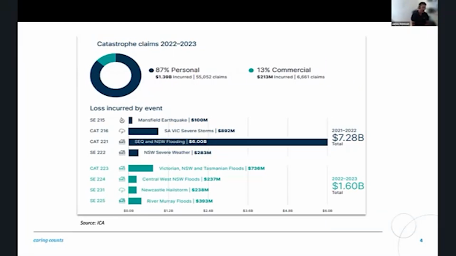We talk about in the industry, there was 13 major events. There's 8 on your screen there that were all significant events. You can see there Cat 221, Southeast Queensland, New South Wales flooding was a $6 billion event, both across personal lines, which is your consumer, your typical homeowner properties, and then there's the commercial as well. So right across both sectors, significant events nonetheless. So it's a significant amount of capital that these insurers are paying time and time again.